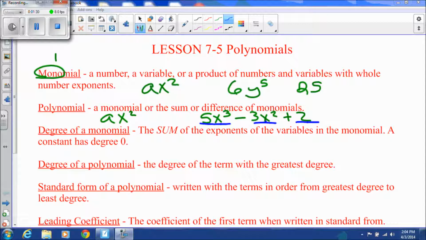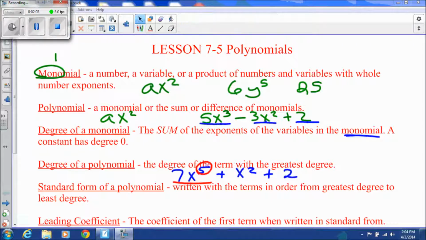The degree of a monomial can be determined by adding the exponents of the variables in the monomial. And we'll be doing an example showing you how to do that in just a little bit. The degree of a polynomial is the degree of the term with the highest degree. So remember, a polynomial can have more than one term, such as 7x to the fifth plus x squared plus 2. The degree of the polynomial would be the degree of the term that has the greatest degree. In this case, the term with the highest degree is 7x to the fifth. The degree would be 5.